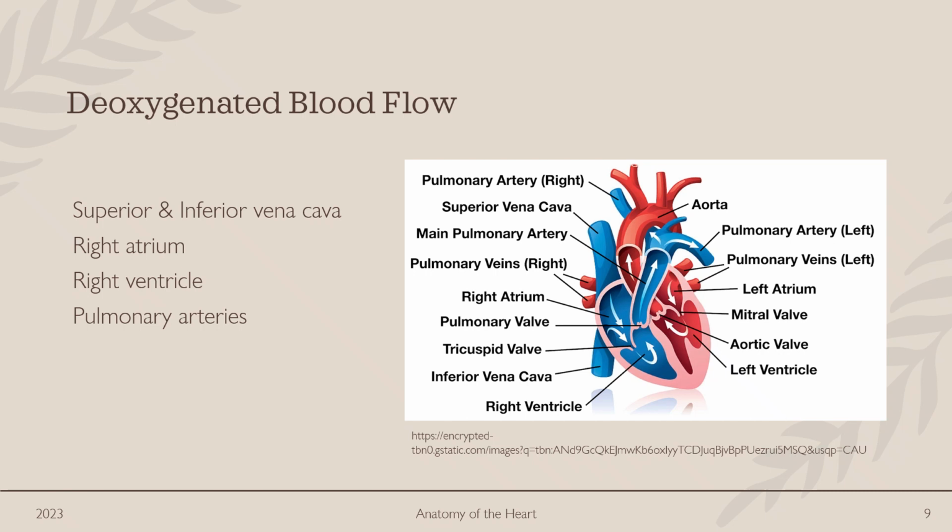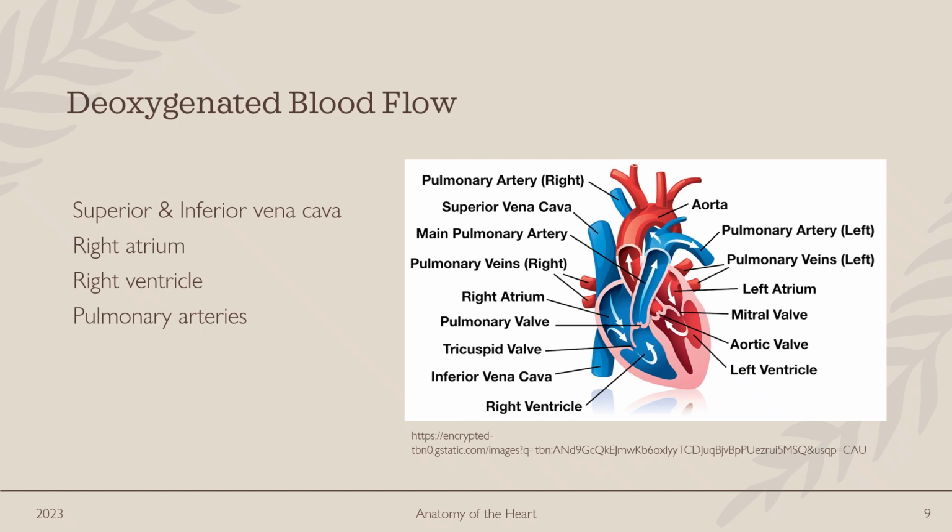The deoxygenated blood flow can be seen in the diagram, color-coded in blue. The arrows demonstrate the order in which the deoxygenated blood flows. Deoxygenated blood returns to the heart from the body through the superior and inferior vena cava. The blood from the head and upper body returns to the heart via the superior vena cava, while the blood from the lower body returns to the heart via the inferior vena cava. From the superior and inferior vena cava, the deoxygenated blood flows to the right atrium and passes through the tricuspid valve into the right ventricle.